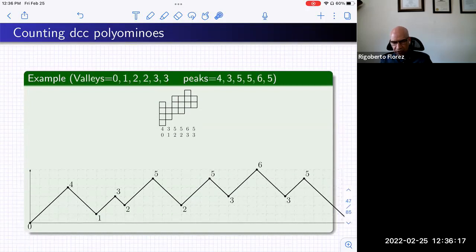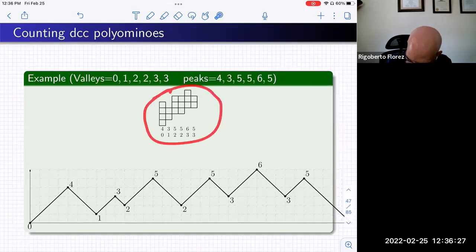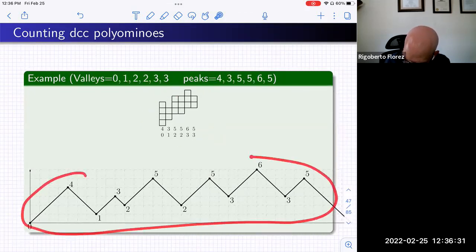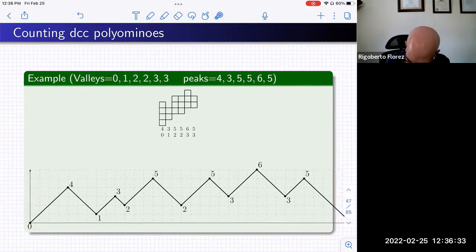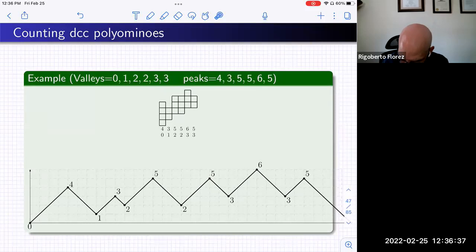Now we have a bijection between DCC polyominoes and non-decreasing Dyck paths. And that is good for one reason, because sometimes finding a result in this part is hard, but maybe it is more workable here. And because we have a bijection, something that we can do here helps us to understand this better.